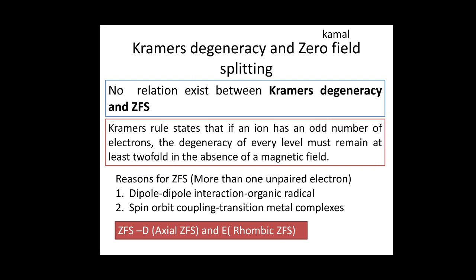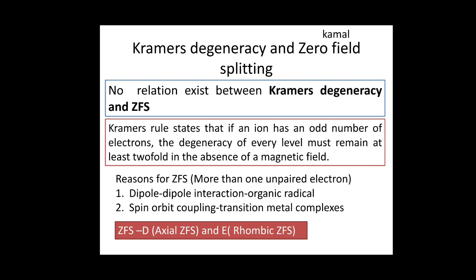Kramer's rule says that if an ion has an odd number of electrons, the degeneracy of every level must remain at least twofold degenerate in the absence of a magnetic field. So you need to remember three important things about Kramer degeneracy. First of all, it has to have an odd number of electrons. Never ever use the term Kramer degeneracy for an even number of electrons. Be very careful. Then, absence of magnetic field.